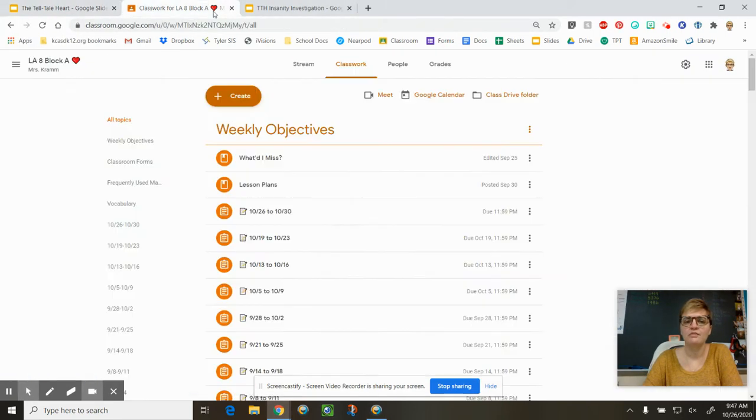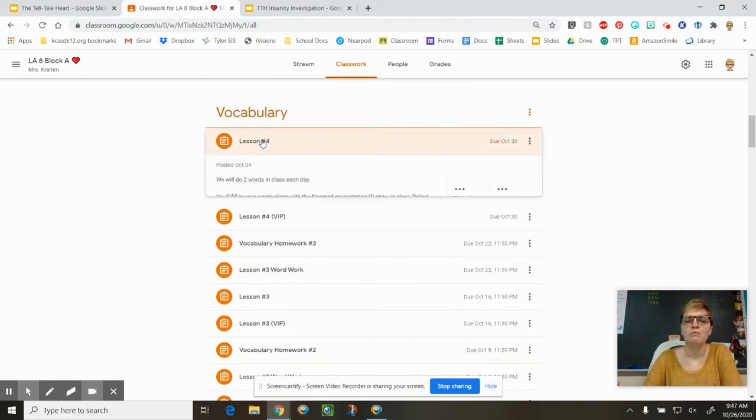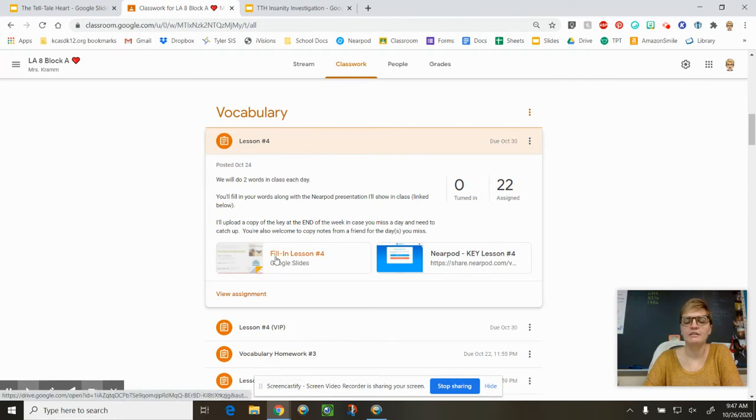Then we introduced 2 new vocab words. That's down here under lesson 4, either lesson 4 in person or lesson 4 VIP. You'll need to fill in the blank slides for our first 2 words, and then you'll need to contribute to Nearpod your example sentences if you are a VIP kid.